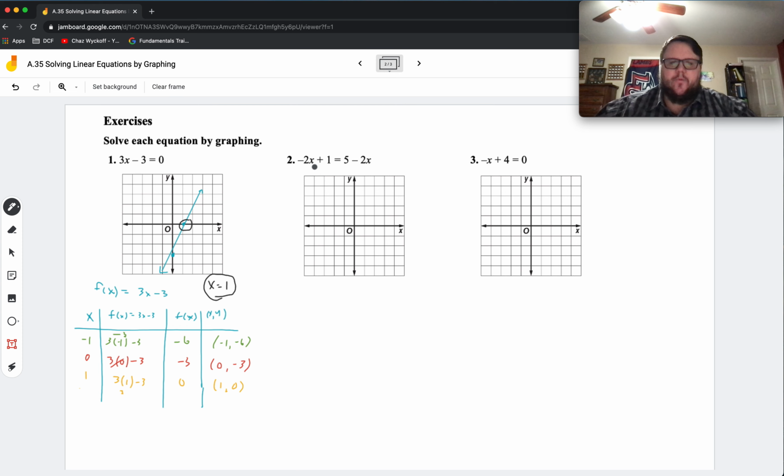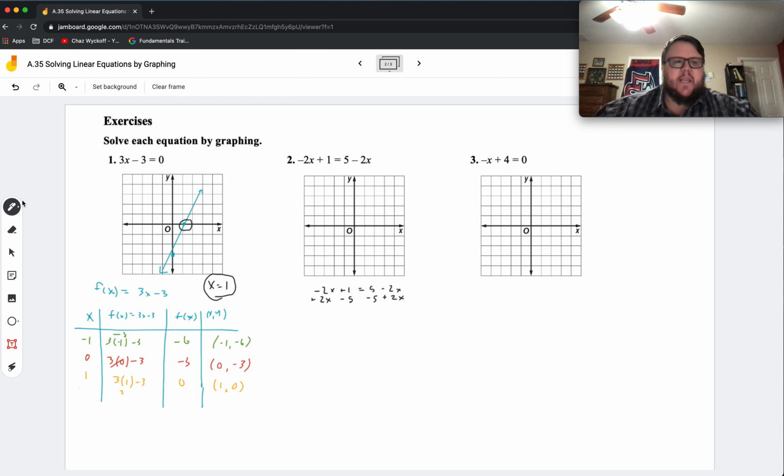So let's go ahead and do number 2. But before I can do number 2, I need to set this equal to 0. So I'm going to rewrite it, -2x plus 1 equals 5 minus 2x. I'm going to set this equal to 0. So I'm going to add 2x to both sides from the right side. I'm going to move everything from the right over to the left. So I'm going to add 2x, and I'm going to subtract 5.